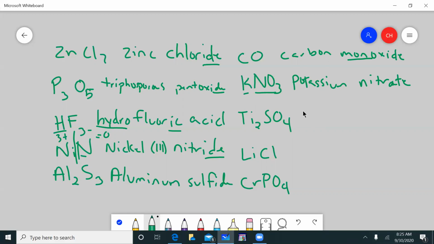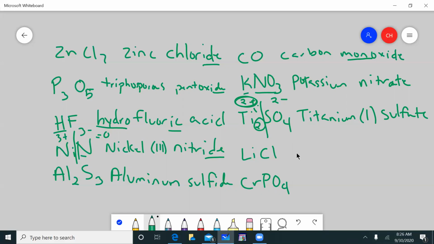Here, I've got titanium. Titanium has an unpredictable charge, so I do need a Roman numeral. And the second thing is a polyatomic ion called sulfate. Figuring out the charge, sulfate always has a 2- charge. So that means that this has to be a 2+, but remember you've got two of them. So you need to take the charge and divide it by however many are in there. So we would take 2 divided by 2, or this would become titanium(I).